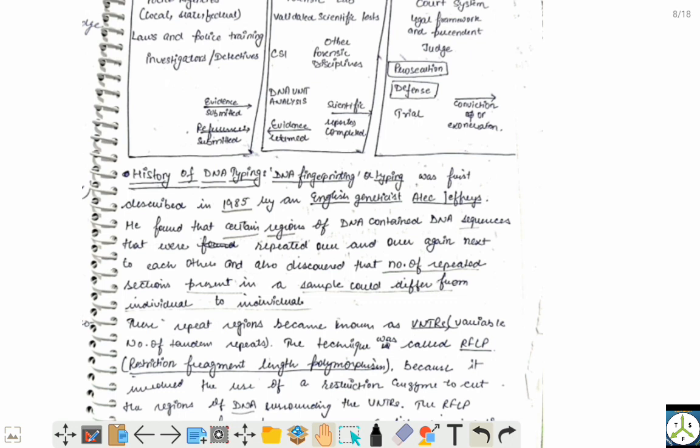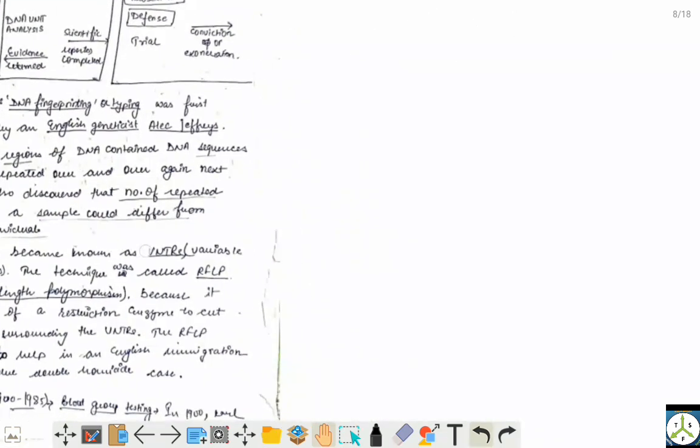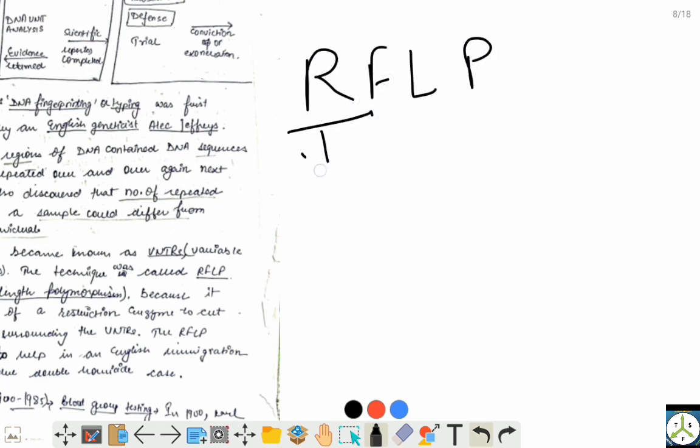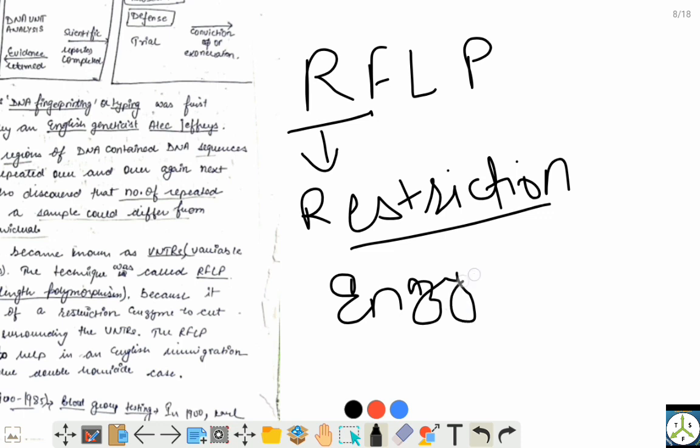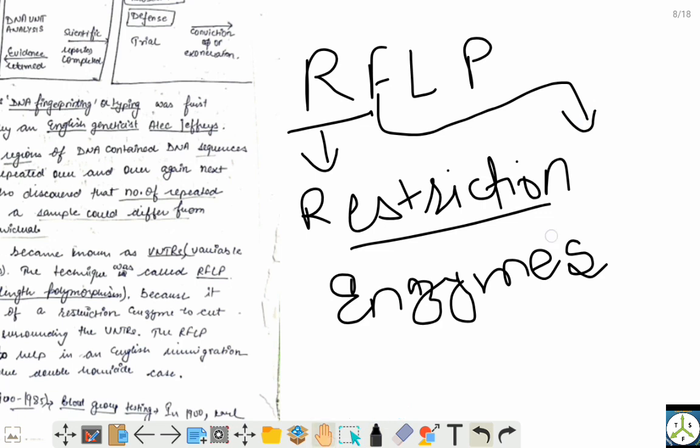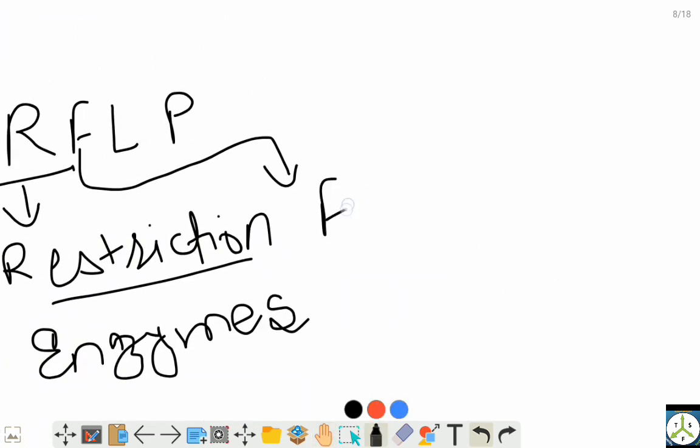If we break down this name into different components, RFLP: R means restriction. Restriction means that we have to use enzymes known as restriction enzymes, which are known as biological scissors. With the help of these scissors, we cut the DNA into fragments. That's why it is known as restriction fragment. We will cut it into fragments.